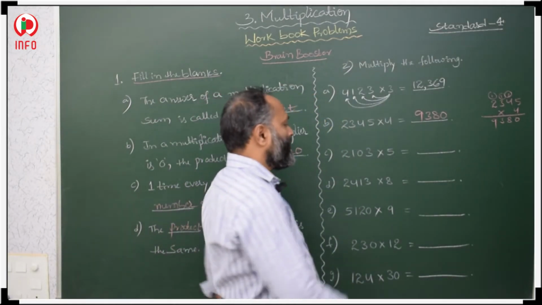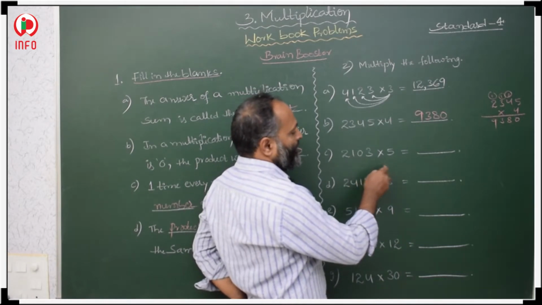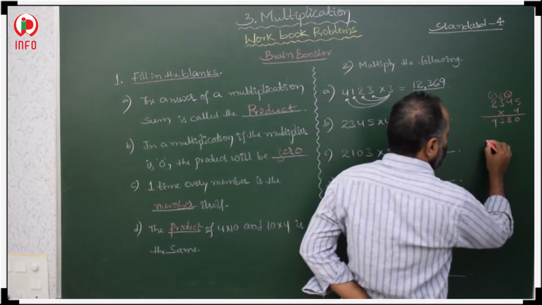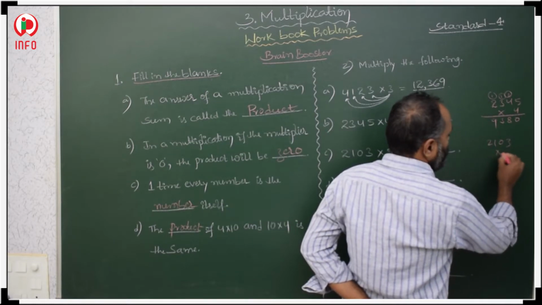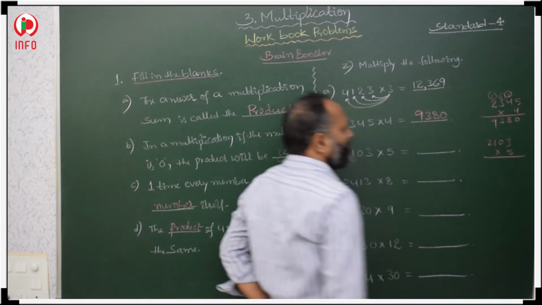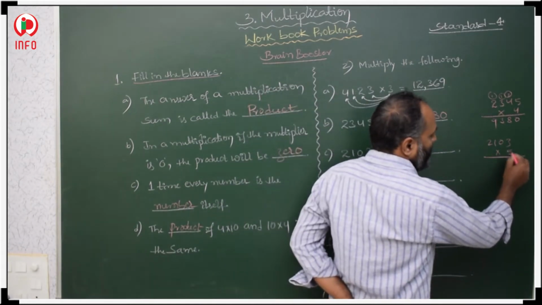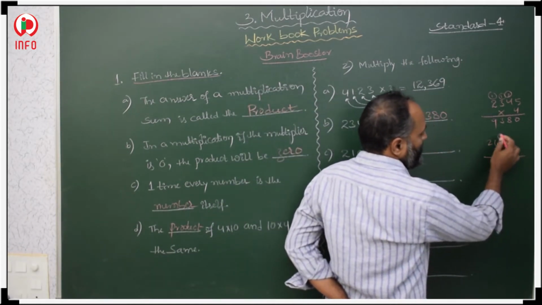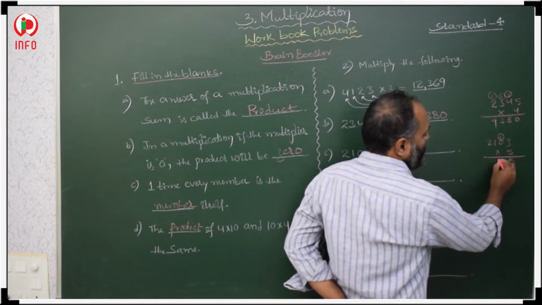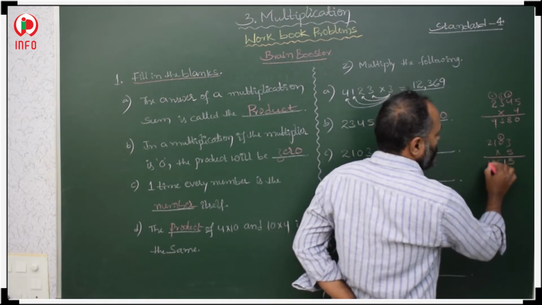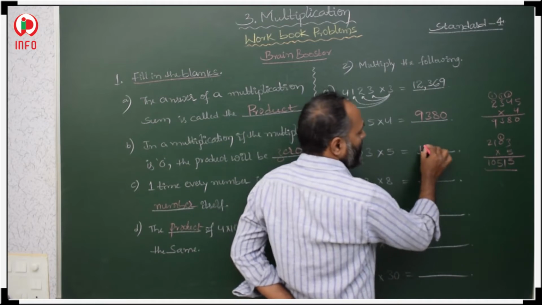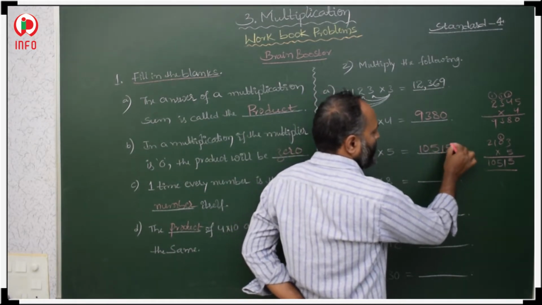In the similar way, 2103 multiply with 5. Now multiply. 5 3's are 15, 5 here and 1 here. 5 0's are 0, 0 plus 1, 1. 5 1's are 5, 5 2's are 10. 10,515.